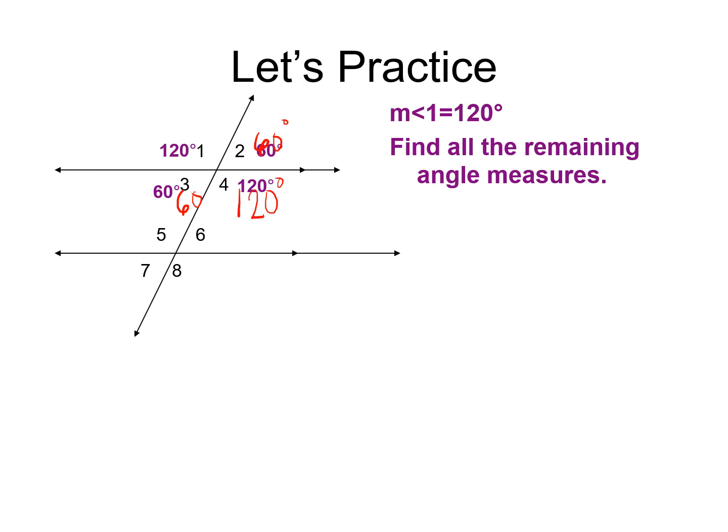Since angle 3 and angle 6 are congruent, angle 6 is also 60 degrees. Then angle 5 is 120 degrees. Angle 8 is also 120 degrees. Then angle 7 is 60 degrees. So that is how we handle the practice exercise in this figure, where we find all the remaining angle measurements.